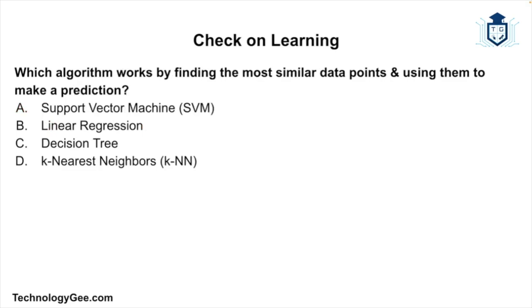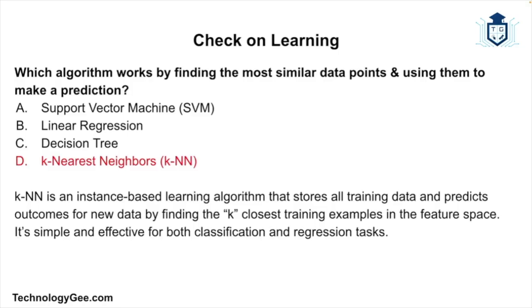Next question. Which algorithm works by finding the most similar data points and using them to make a prediction? Would this be support vector machine, linear regression, decision tree, or K nearest neighbors? And the correct answer is K nearest neighbors. So this is an instance-based learning algorithm that stores all data and predicts outcomes for new data by finding the K closest training examples in the feature space. It's simple and effective for both classification and regression tasks.